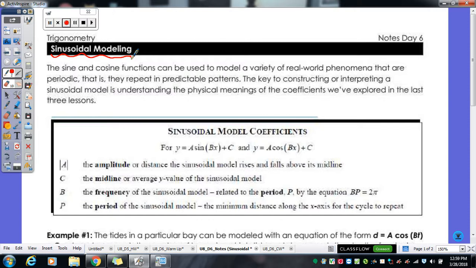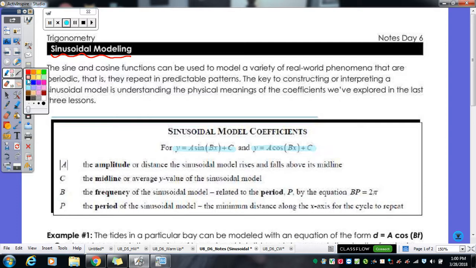That's our periodic. The key to constructing or interpreting a sinusoidal model is understanding the physical meanings of the coefficients we've explored in the last few lessons. So let's go through these again. Here are two equations that we're dealing with. Y equals a sine bx plus c, and then y equals a cosine bx plus c.